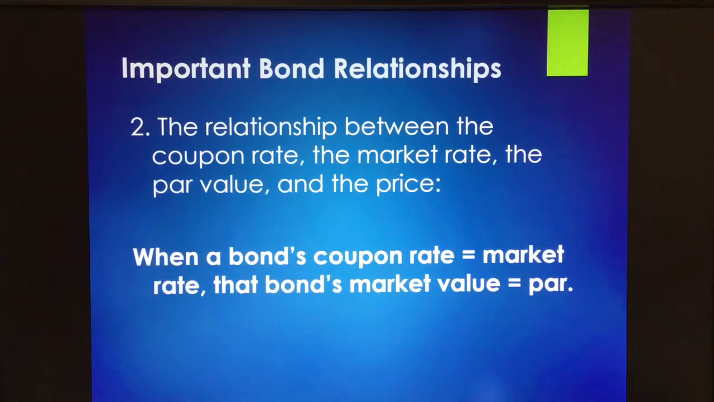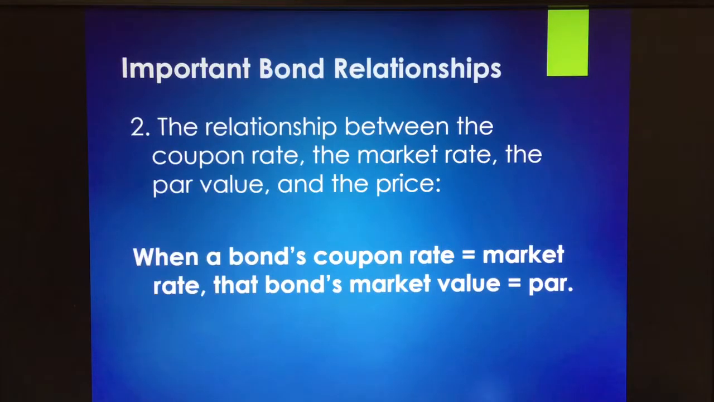Secondly, the relationship between the coupon rate, the market rate, the par value, and the price. And again, I sympathize with the confusion here, but realize that for the coupon rate, a term like stated rate or contract rate could also be used. For the market rate, you might talk about the yield to maturity, the market's required rate of return. Par value could be face value or even future value. And the price could be market price. There are not many variations for that.